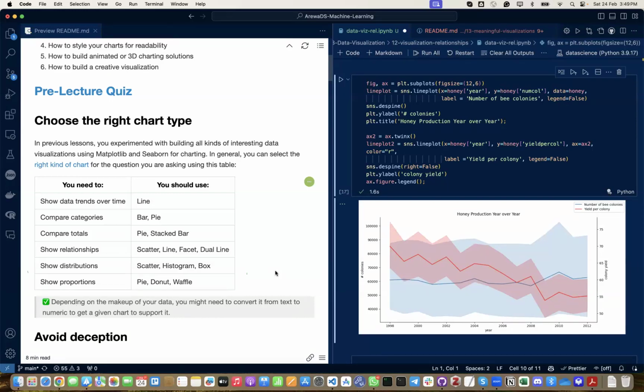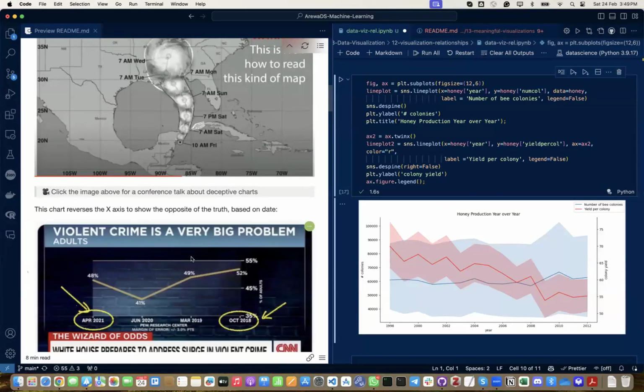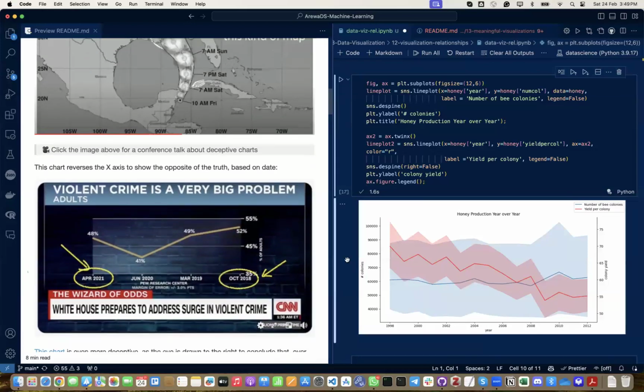So at the end of the day, you see, these are some of the things that you want to tell because you are trying to tell a story. So also you have to avoid deception. So this is like a very good plot that was taken from CNN. I don't know whether it's a true plot or it was just formed.